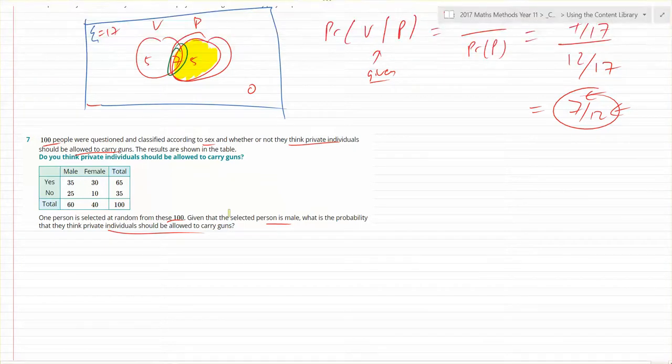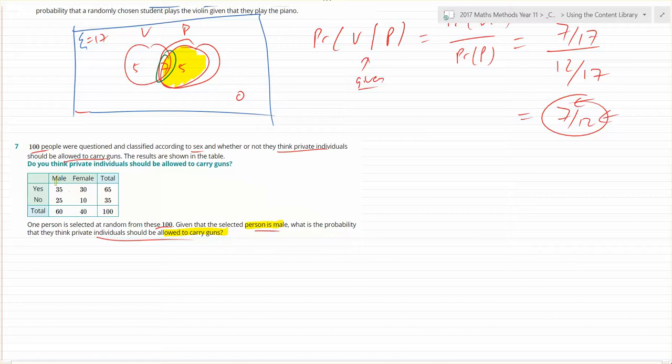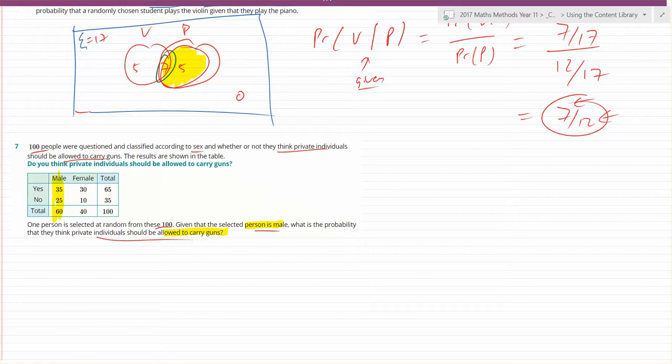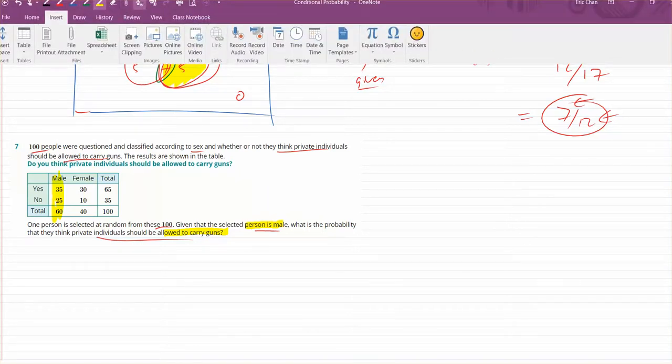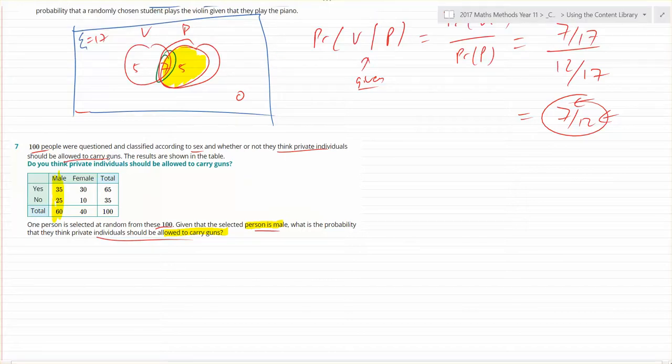So what are we given? We're given that the person selected is male, and we want to find the probability that they think individuals should be allowed to carry guns. So the first step is we're given prior information. We're given that they're male, so we can ignore the females. So I'm looking at this column. We're not interested in females. We want to know, out of those males, which ones agree that they should be carrying guns. Out of the column, this is the one we're interested in.